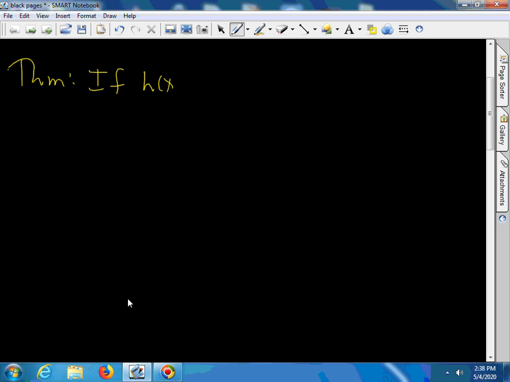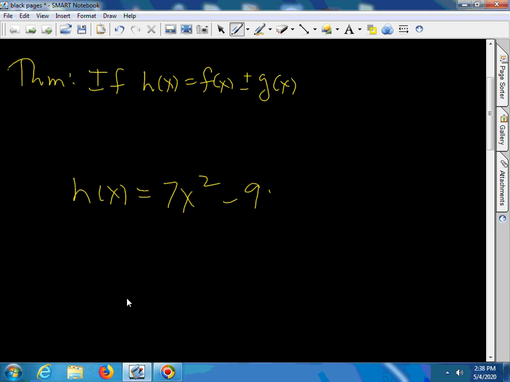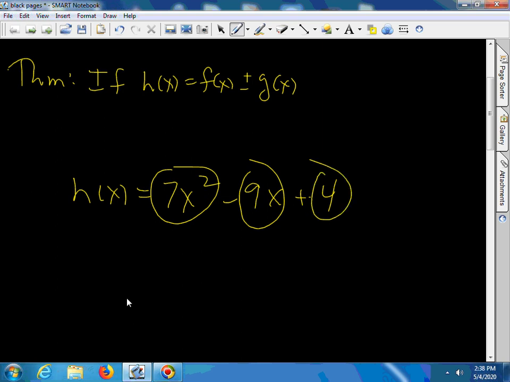If h of x is equal to a sum or a difference of two functions. So let me actually say this a bit clearer. If h of x was 7x squared minus 9x plus 4, then maybe this would be f of x and this would be g of x, and we'd even have an h of x. Let me write down the conclusion.